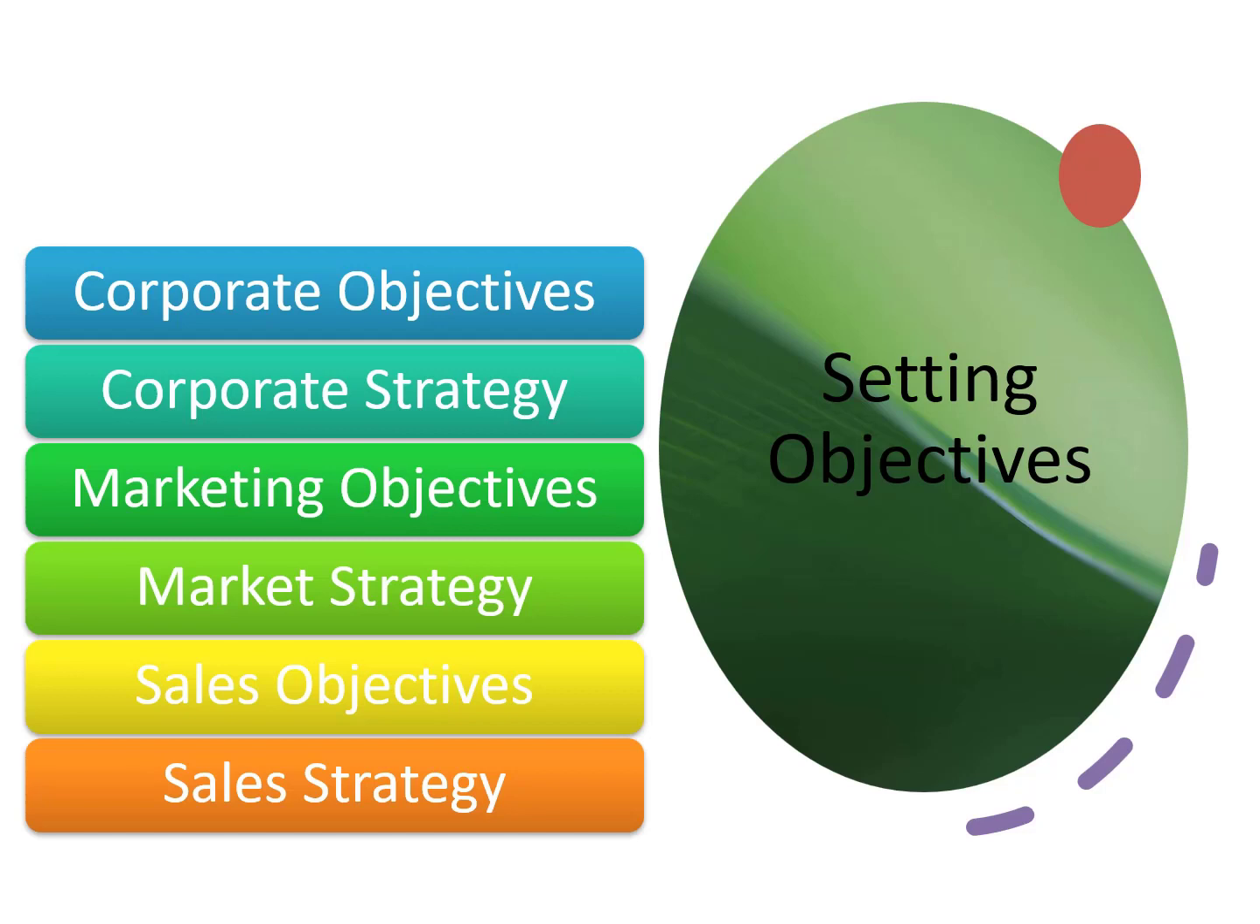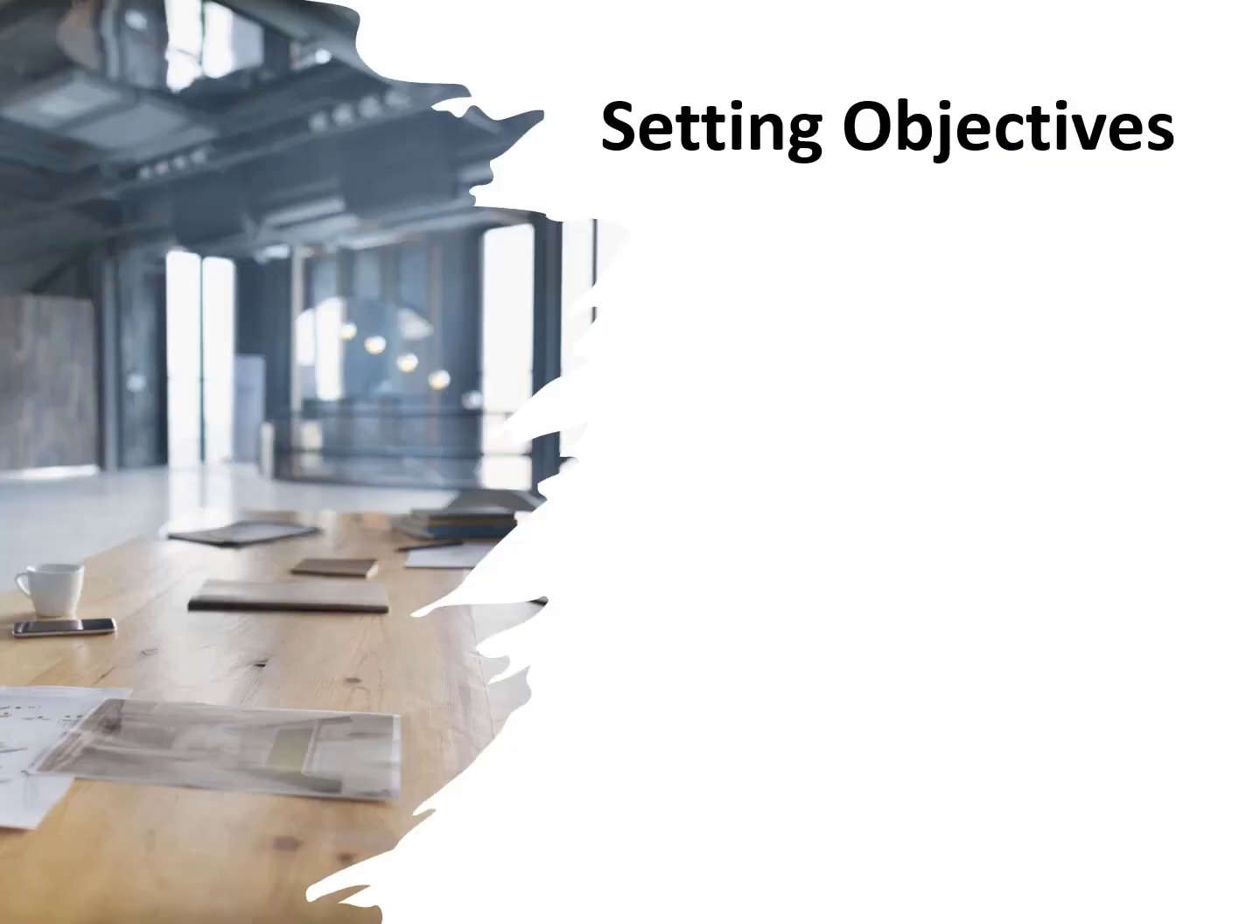So there will be a sales strategy aimed at these particular segments, and that will feed into the sales objective to try and meet the overall objectives, which fits in with the marketing strategy, which meets the marketing objective, which of course is derived from the corporate strategy, which meets the corporate objective. So we can see the evolution of the sales strategy. It comes all the way from the top of the organization.